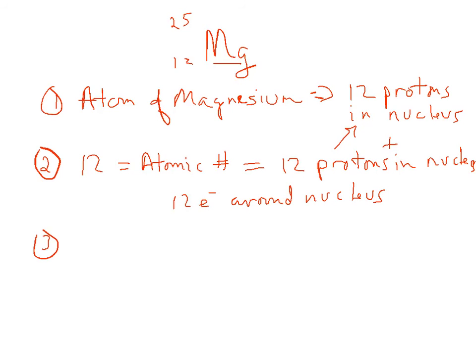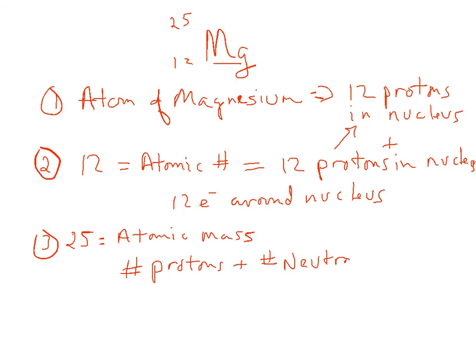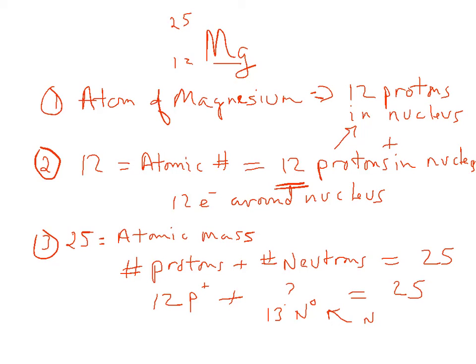Third thing it tells me is that 25, this is equal to the atomic mass. Okay? That means the number of protons plus the number of neutrons has to equal 25. And if we already know that we have 12 protons, 12 plus what number is going to be 25? Well, I'm going to have 13 neutrons. You have 12 protons. Why do I put a 0 up there? Because a neutron is no charge. Okay?